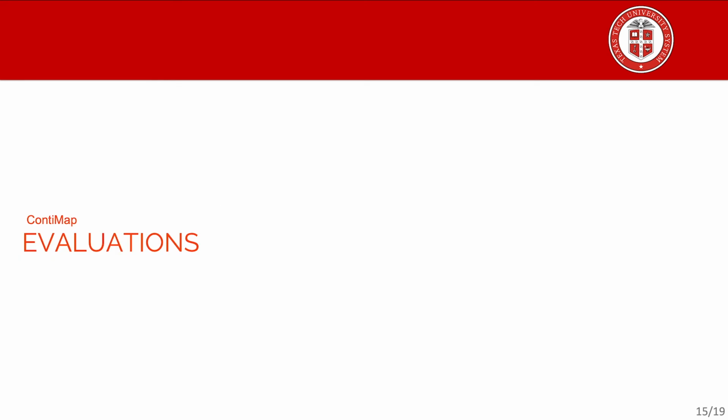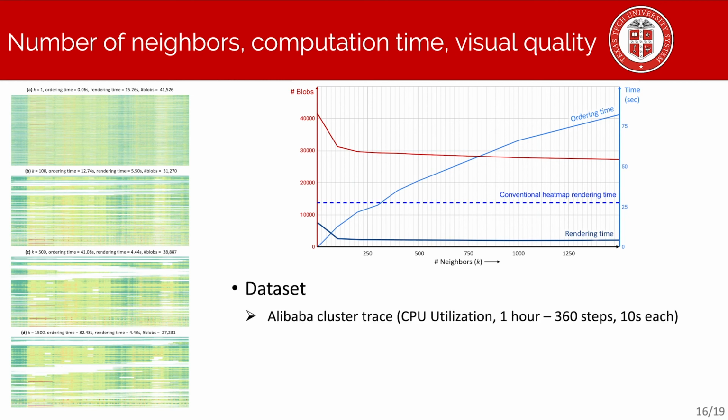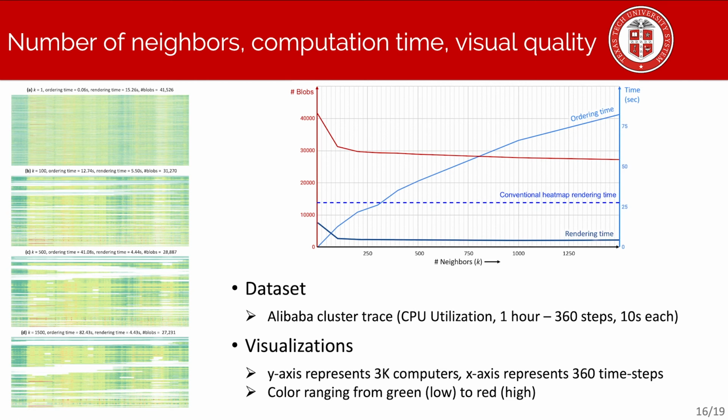As selecting the k number of neighbors is important, we also provide an evaluation for the users to know which k to select. The dataset for testing is the Alibaba cluster trace, as mentioned. The y-axis in this case represents the active computers, while the x-axis represents 60 timestamps. It is observable from these pictures that when we increase the number of neighbors, the visual quality starts to increase. At the same time, the ordering time starts to increase sharply, and the rendering time reduces because we have fewer blobs to render. However, at some point, even when we increase the number of neighbors, the visual quality will not increase much, while the ordering time will increase sharply.